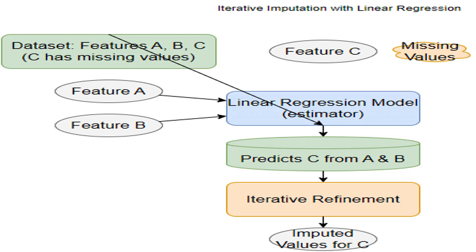Similar to feature A, feature B is another input variable used in the linear regression model to predict the missing values of feature C. It works together with feature A to provide information that helps the model predict the missing data. The model cleverly combines both features to do a better job of filling in those blanks.